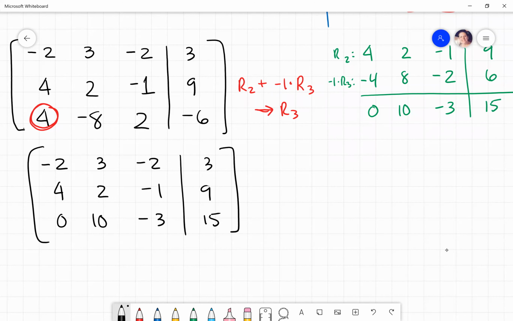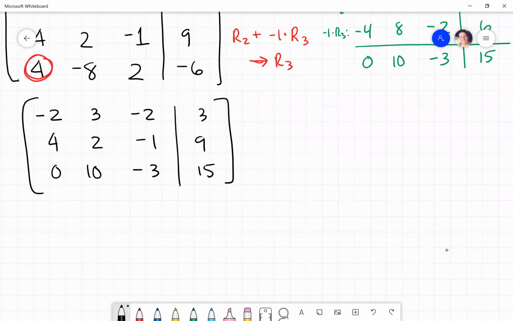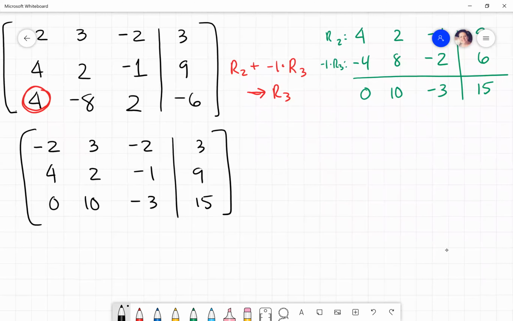Okay. Yes, and this video is going to be kind of long because it's just a lot of work. But it's just this one system. Okay, now what do we need to do? We got a 0 there, that's great. The other 2 places we need zeros are right here.